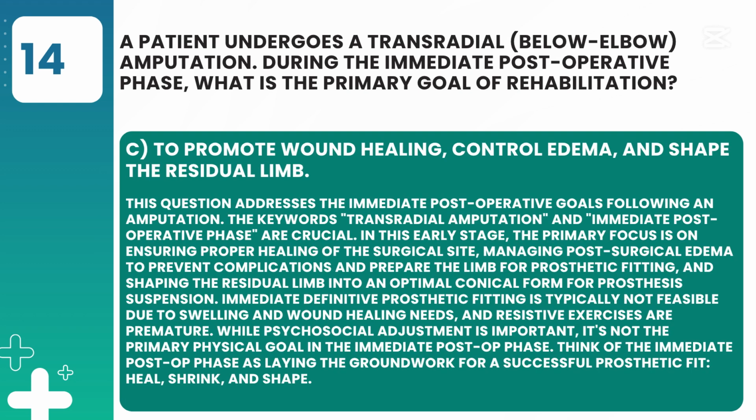Answer: C. To promote wound healing, control edema, and shape the residual limb. This question addresses the immediate postoperative goals following an amputation. The keywords transradial amputation and immediate postoperative phase are crucial.